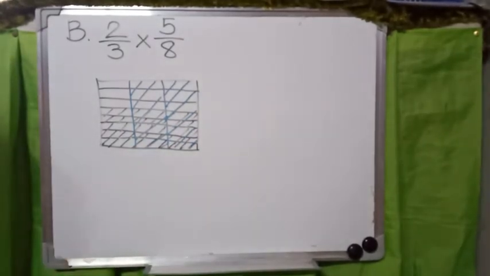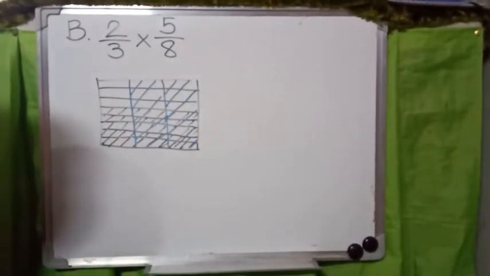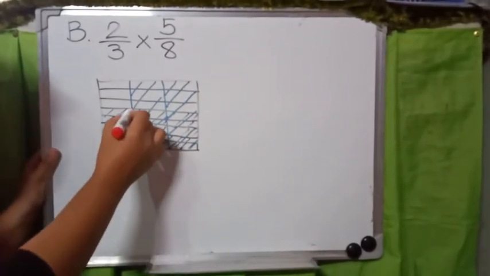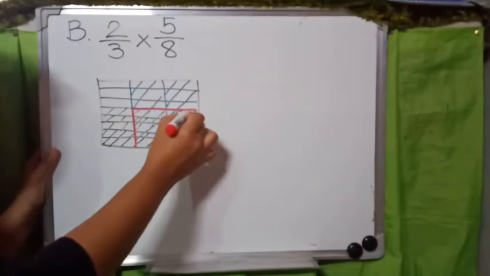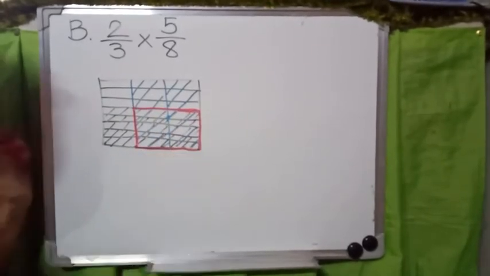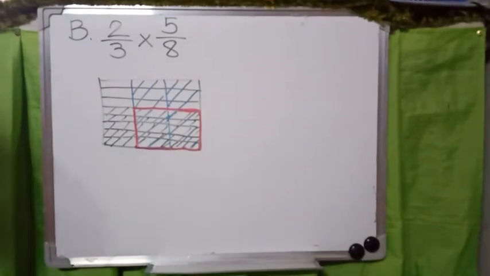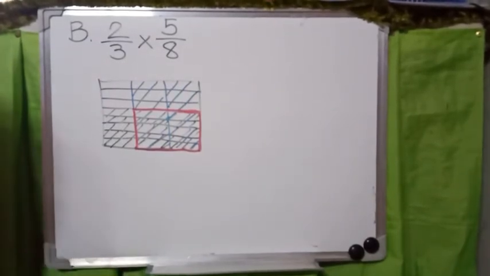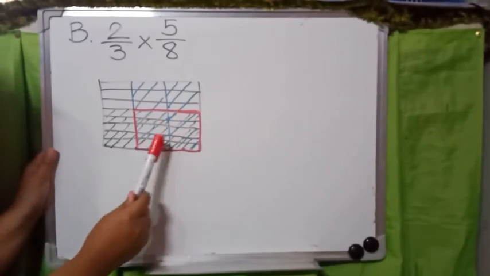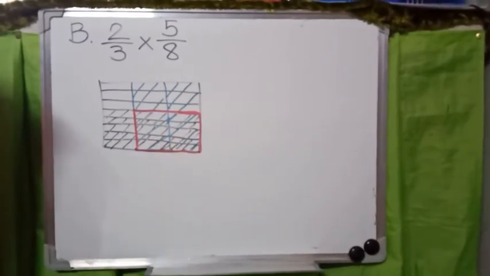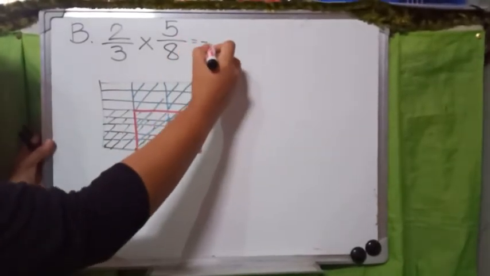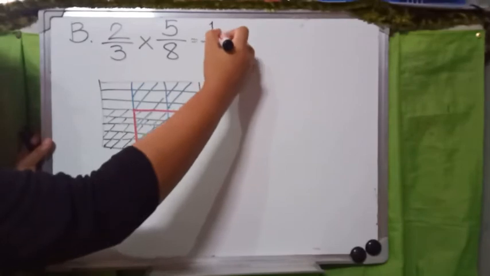How many is the overlap? We will mark here to identify that this side is the overlap of our rectangular strips. So we will count them: 1, 2, 3, 4, 5, 6, 7, 8, 9, 10. It's 10. So this would be your numerator, 10.